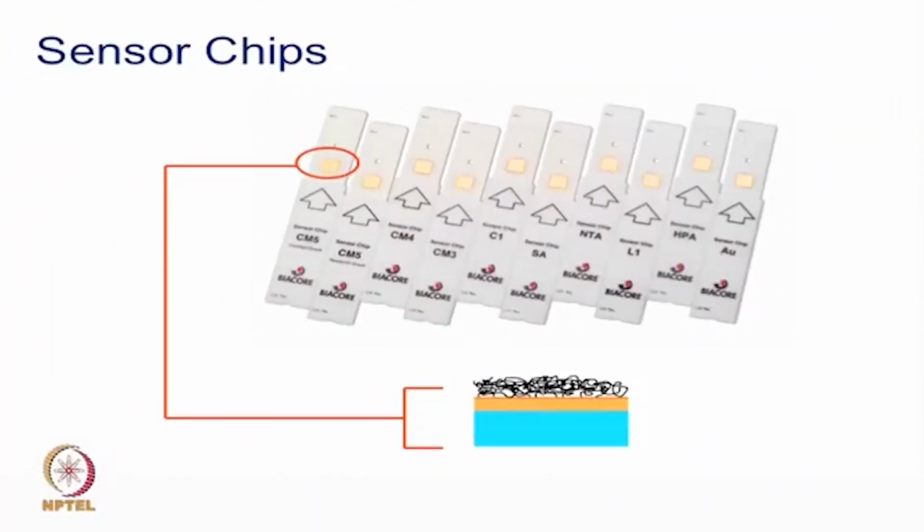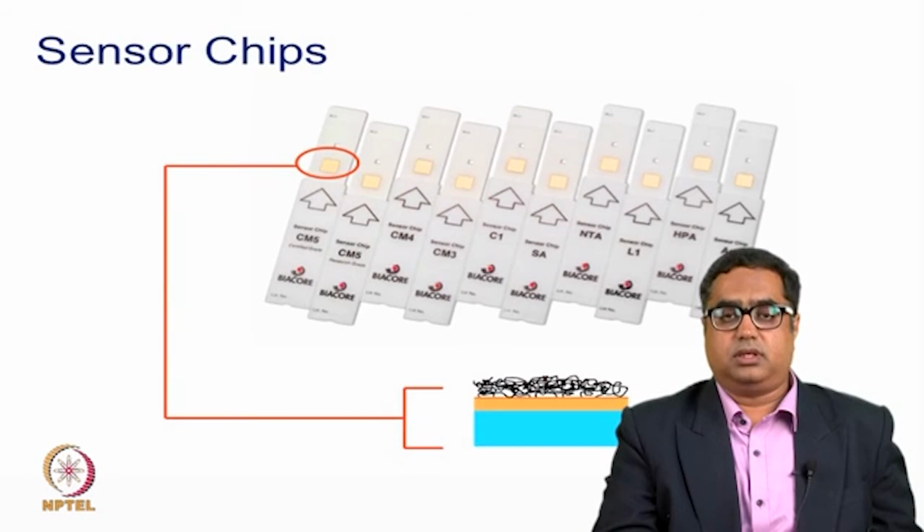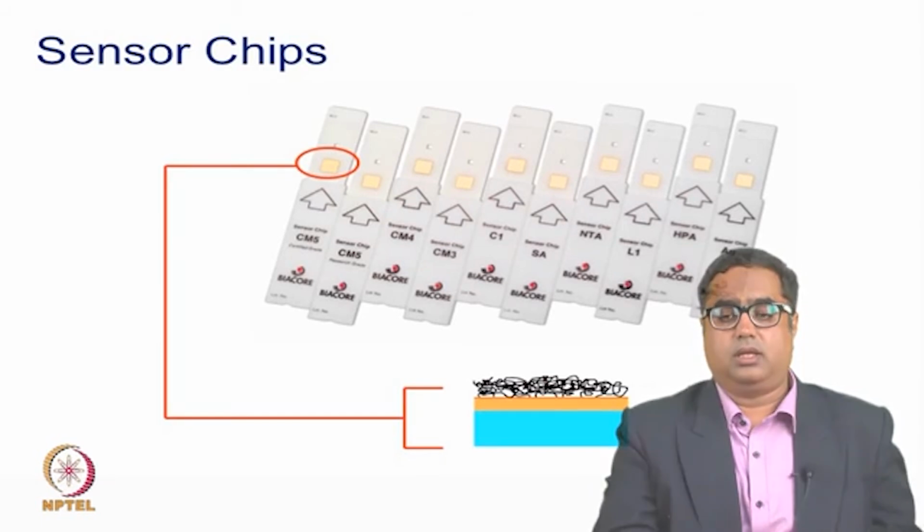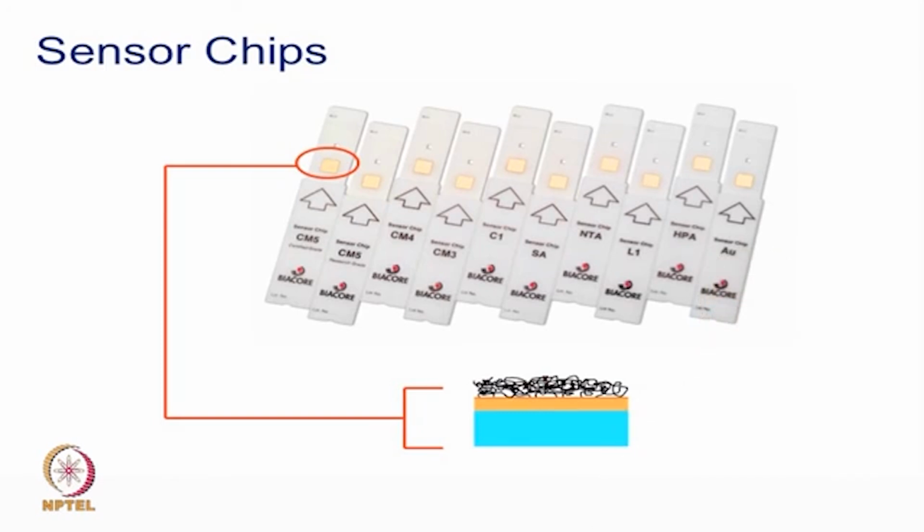and we go into each one of them in a little bit of detail to understand what they are and what is the major utility of them, and how we design an assay based on these chips. So, the various chips that are available for any SPR experiment, to start with, are named CM5 chips, CM4 chips, CM3, C1, streptavidin or an SA chip, NTA chip, L1, HPA, and AU or a plain gold surface chip.